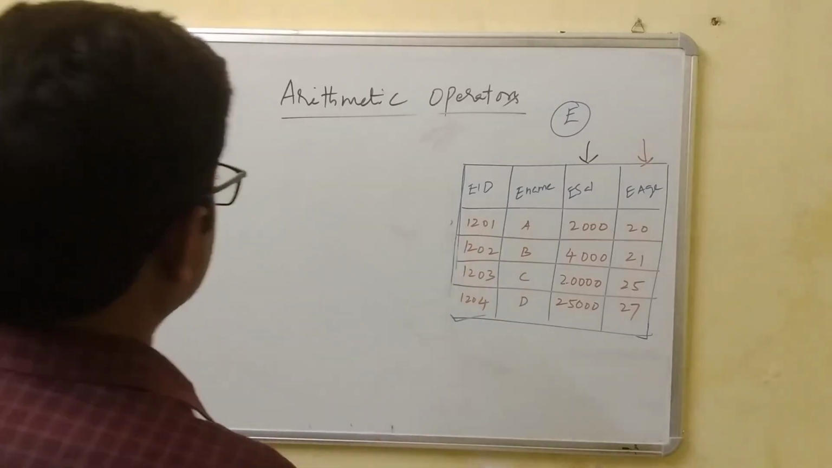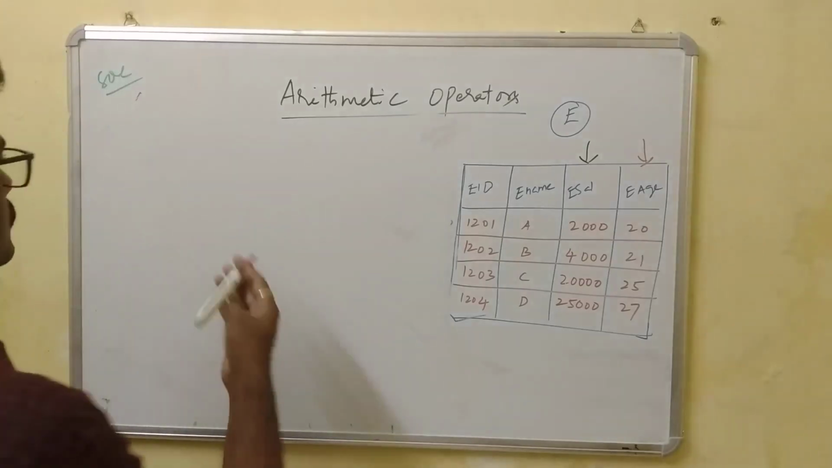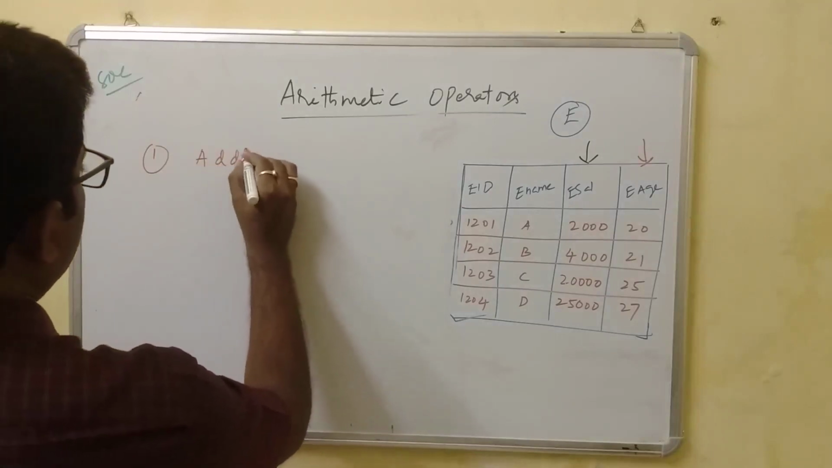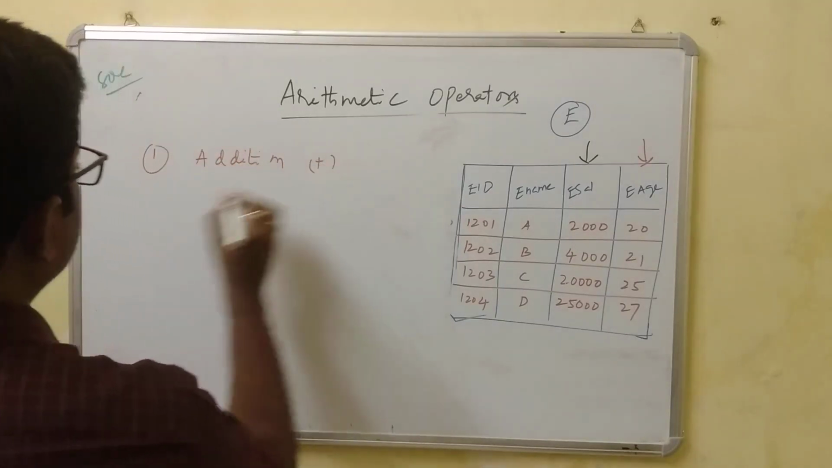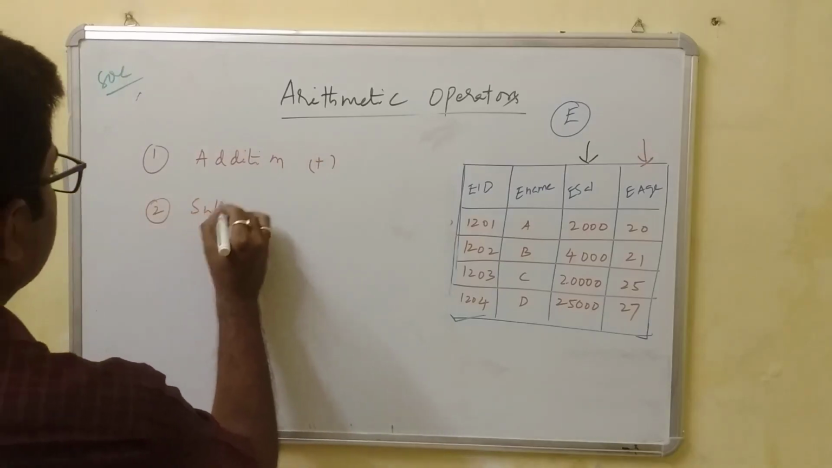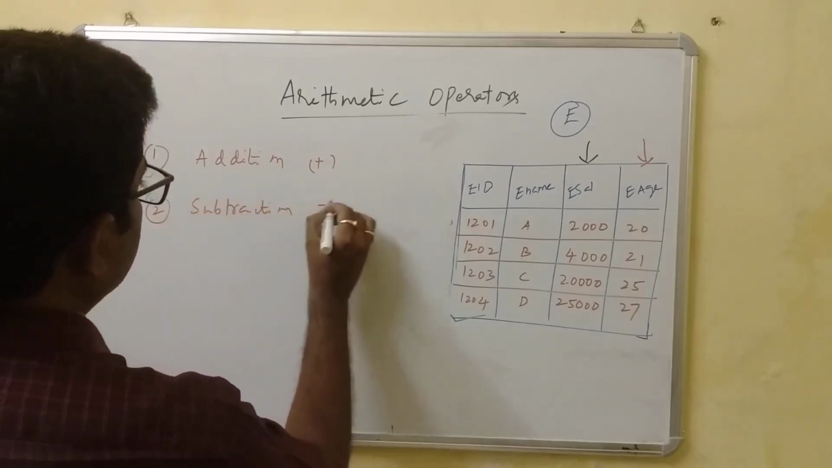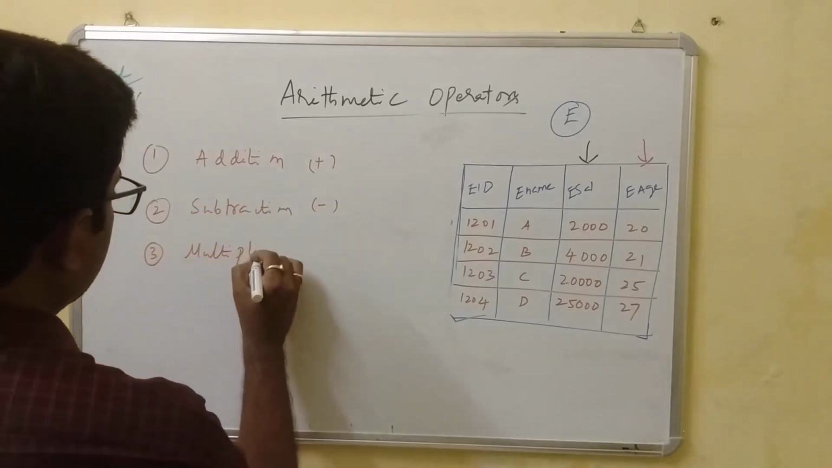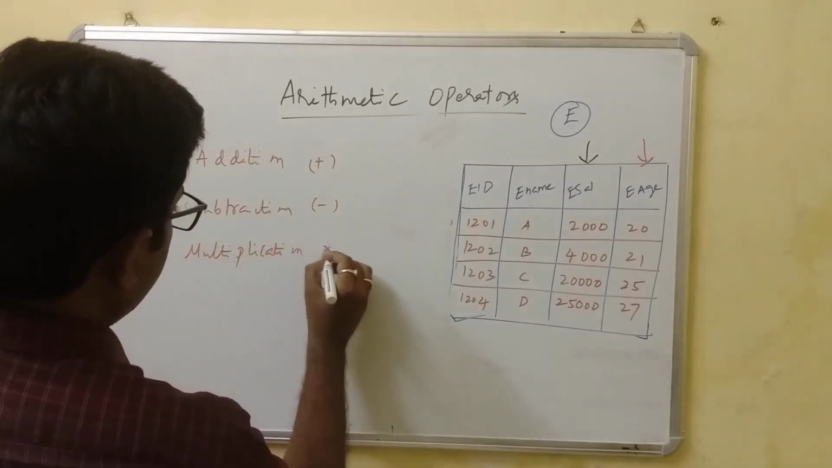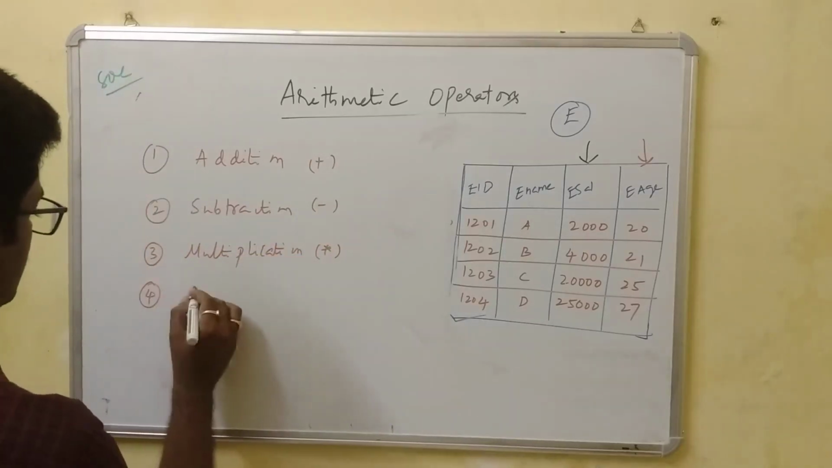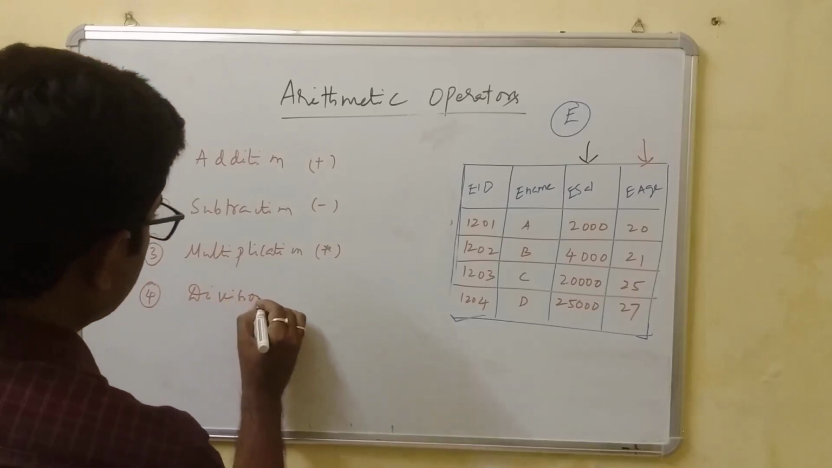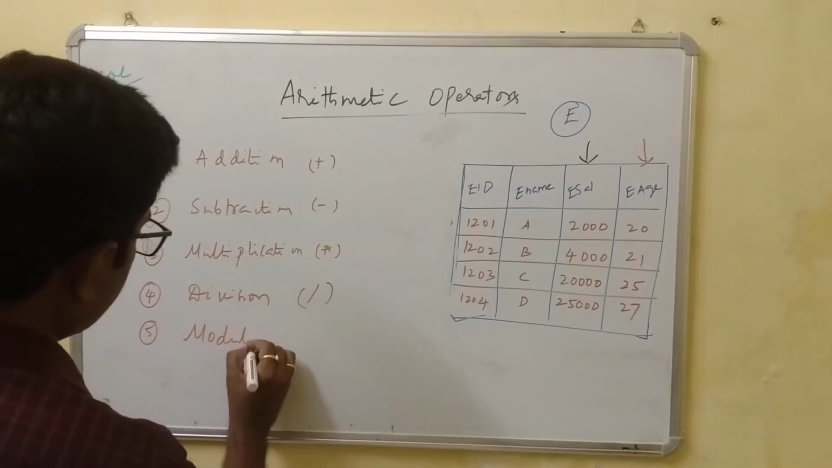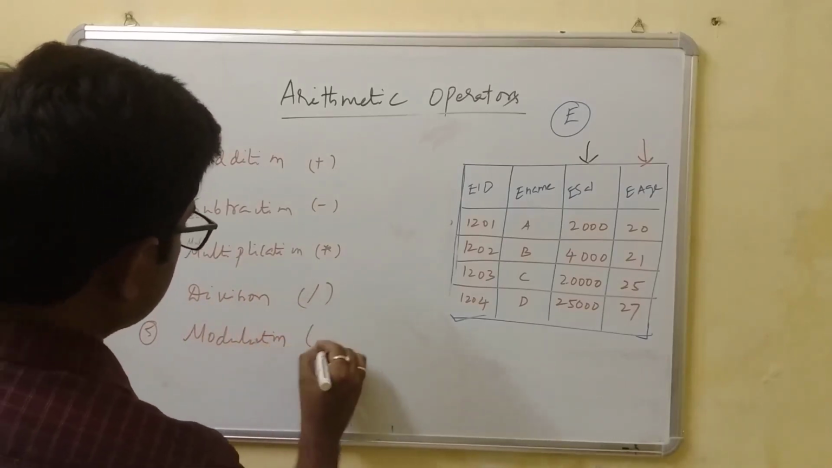So now let's see what those arithmetic operators are. So we have some set of operators. The operators are the addition operator and the subtraction operator, and similarly the multiplication operator, similarly the division operator, and finally we have the modulus operator. We need to perform some modulus.